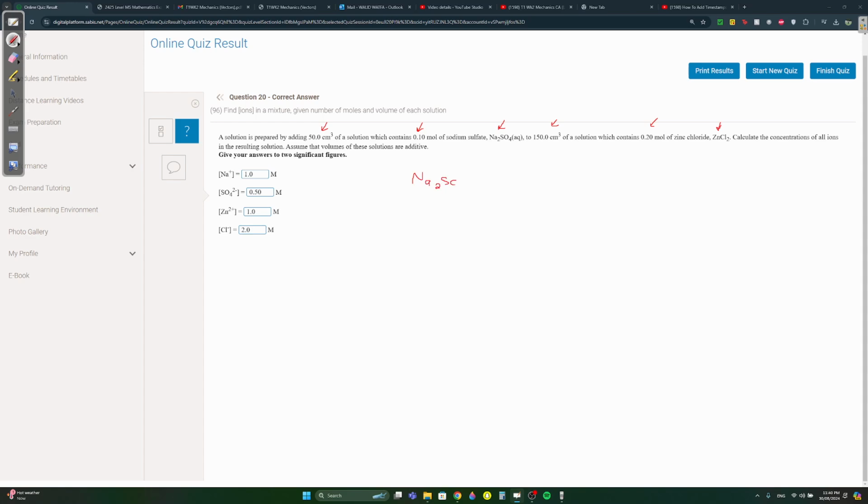So Na2SO4, we know, dissociates to Na plus and SO4 2 minus. Let's balance it. We need to put 2 here. Now it's balanced. For the second one, ZnCl2 dissociates to form Zn2 plus and Cl minus. But to balance the Cl, we have to put 2 here. Now, we put the moles for each one.